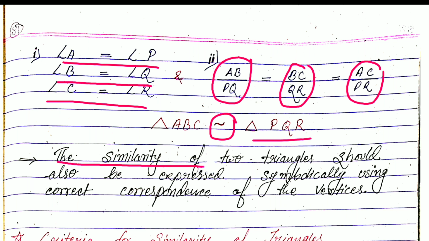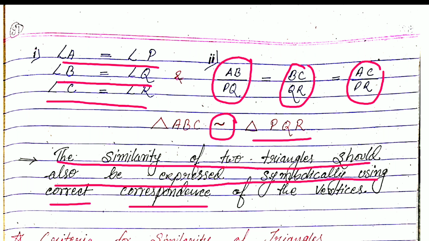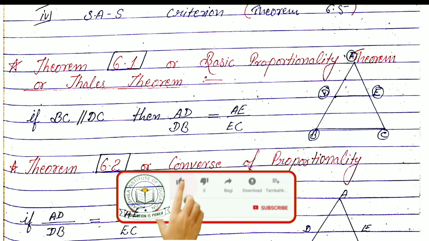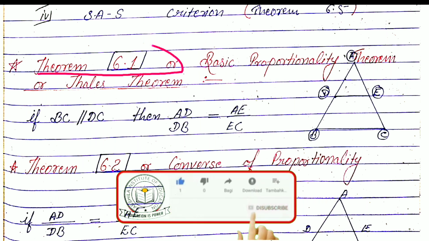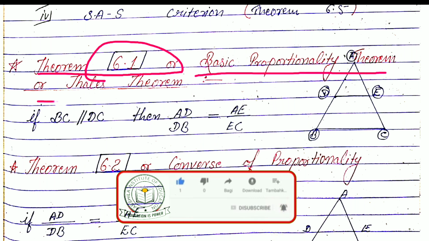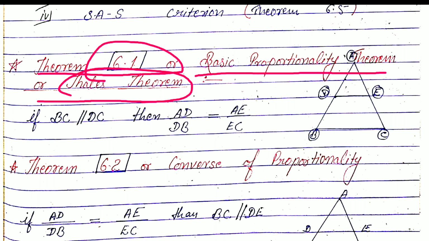So triangle ABC is similar to triangle PQR. The similarity of two triangles should also be expressed symbolically using the correct correspondence of the vertices. Some important theorems are there, that is theorem 6.1, the basic proportionality theorem, or it is also called the Thales theorem.